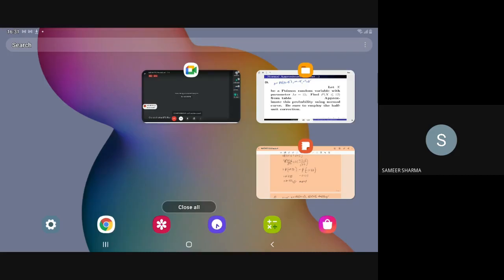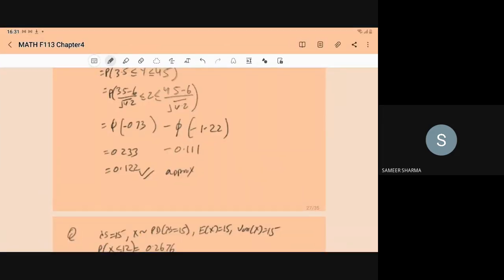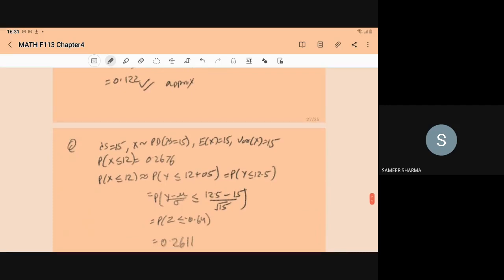Always, when we have to convert from discrete to continuous, you have to add or subtract the necessary half unit correction. So in this question, lambda s is equal to 15 and x follows the Poisson distribution with parameter lambda s equal to 15. So E of x is equal to 15 and variance of x is equal to 15. This we denote by mu, this by sigma square. The table value is F of 12, and from the appendix A2, its value is 0.2676.